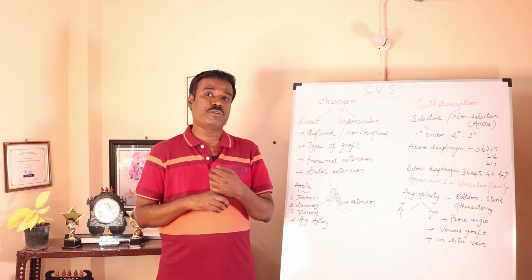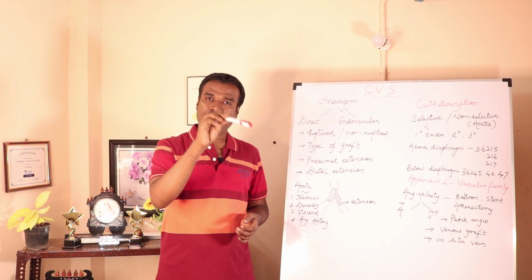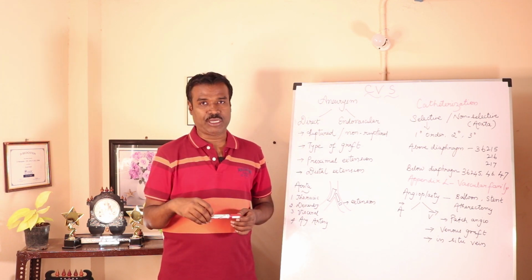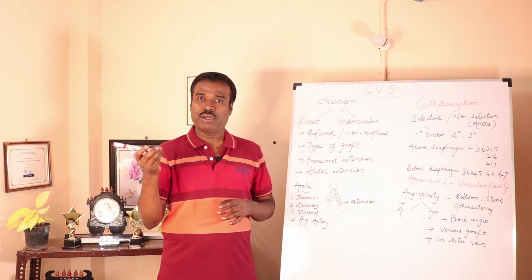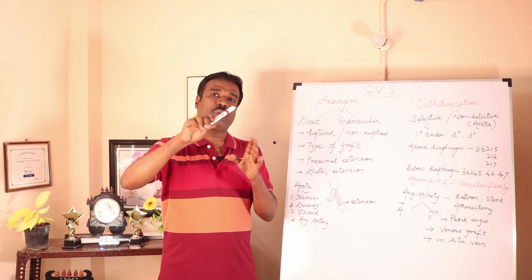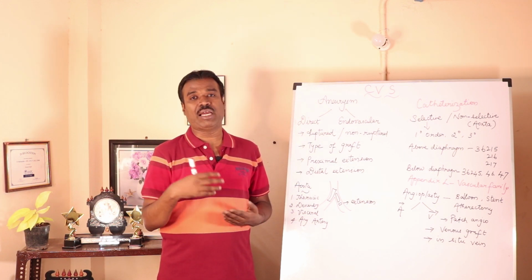Here there are two types of catheterization. When the tip of the catheter terminates in the aorta, it is called non-selective catheterization, okay. But when the tip of the catheter extends further from the aorta into any of the vessels, it automatically becomes a selective catheterization.